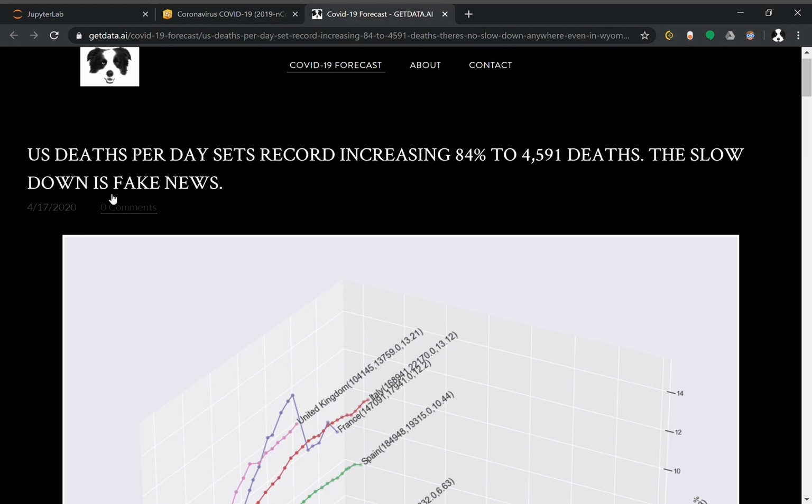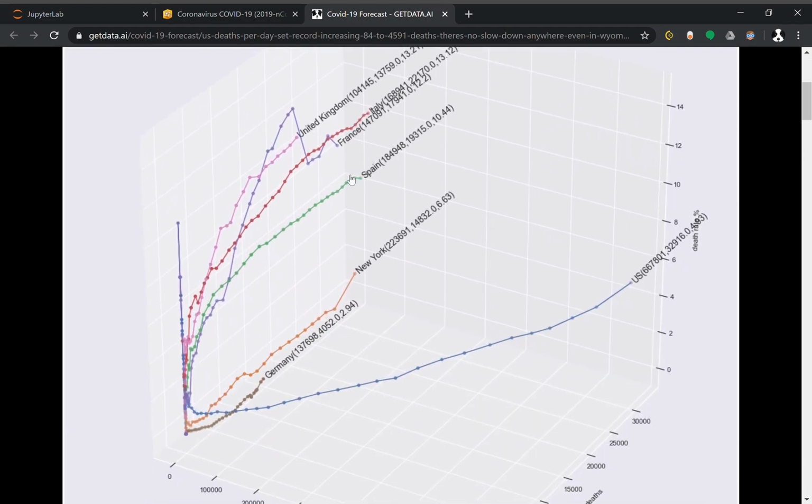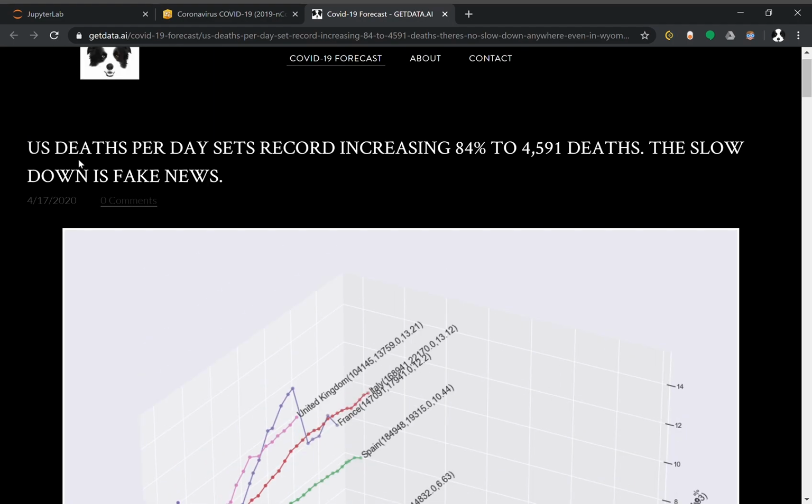So first off, we've just crunched the data, and the United States has set a record for deaths per day, and it's increased 84% to 4,591 deaths. The slowdown is fake news.